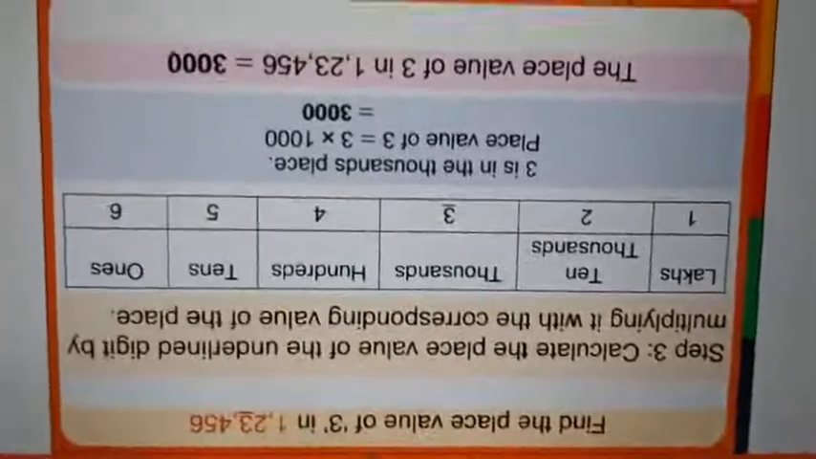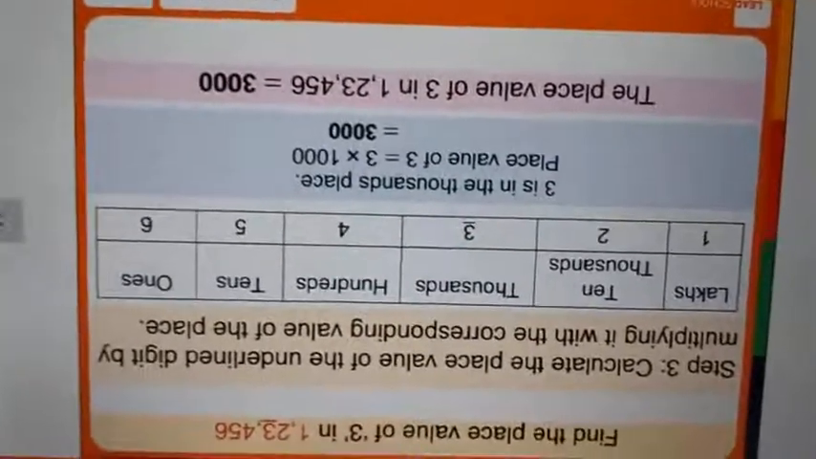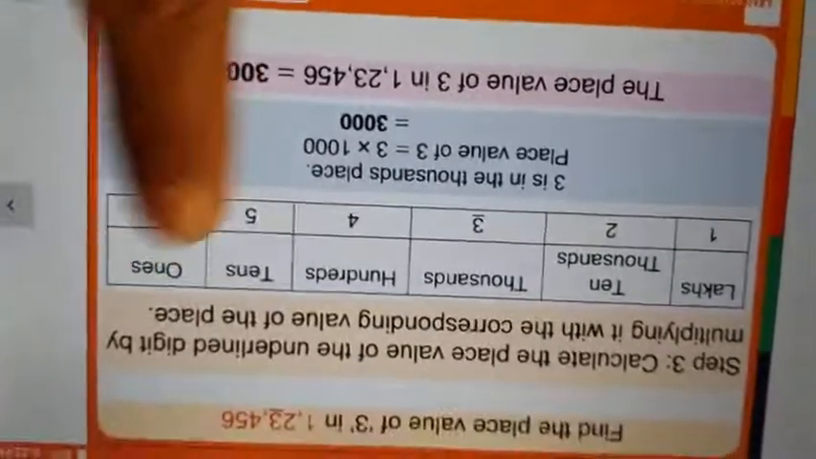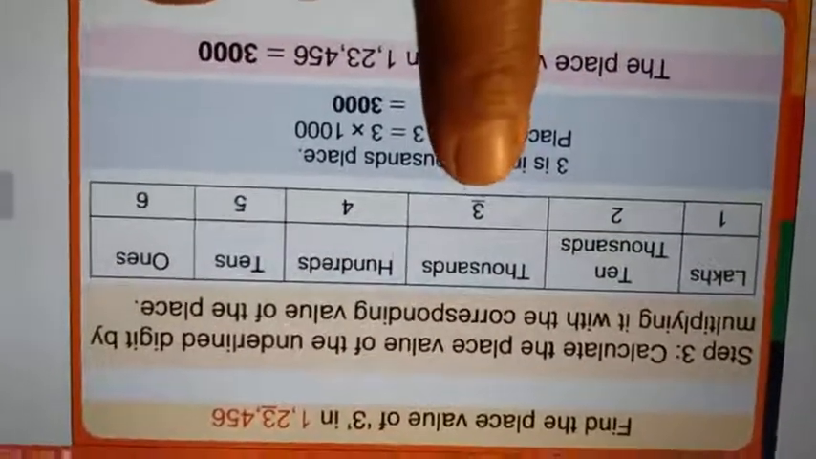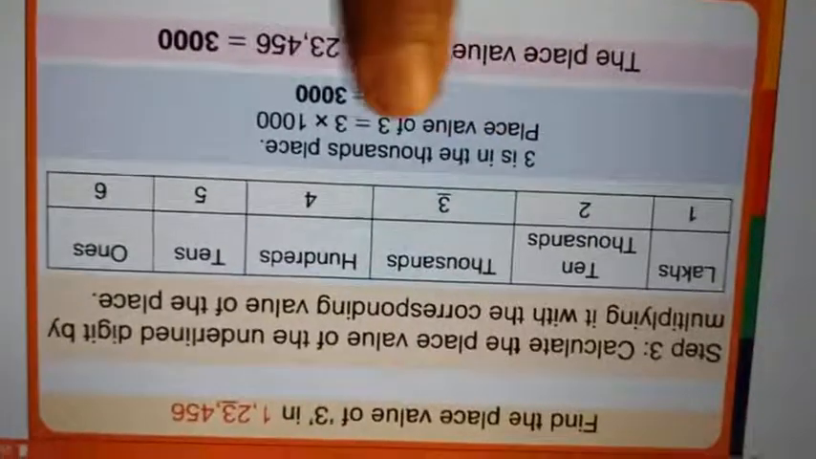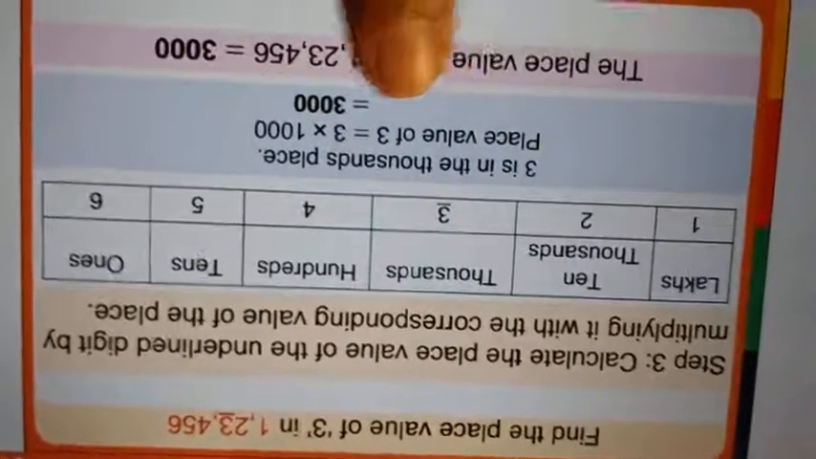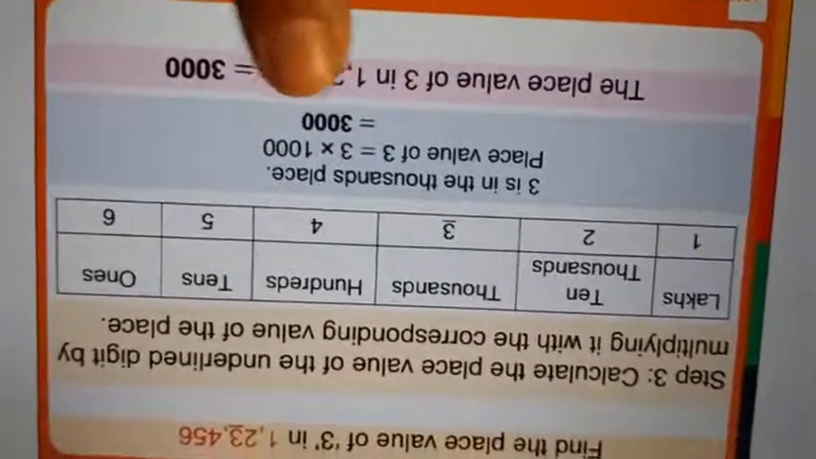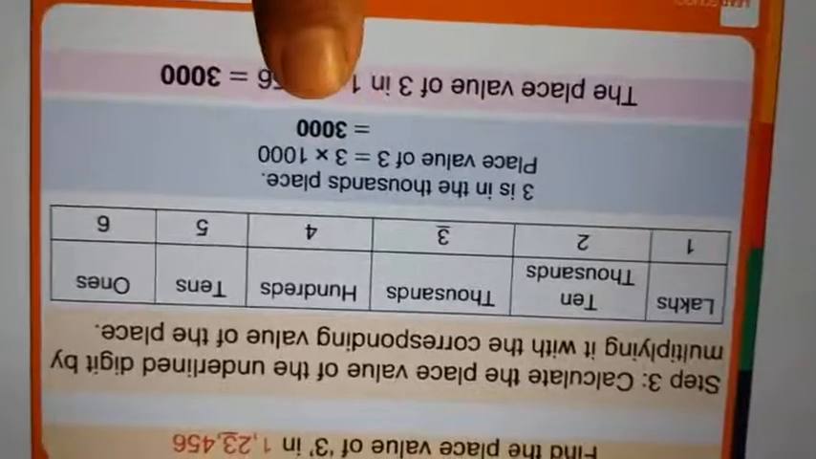Now calculate the place value: underline the digit, then multiply it by the value of its place. The 3 is in the 1000 place. So the place value of 3 is 3 into 1000. The answer is 3000. 3 ones are 3. 3 into 1000, the answer is 3000.